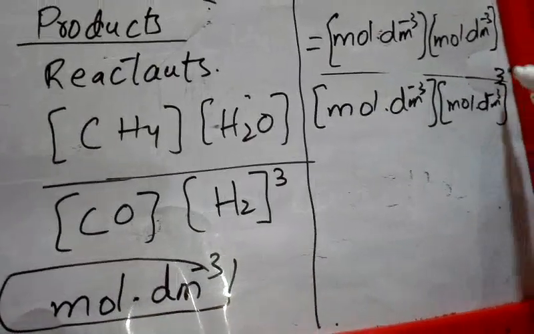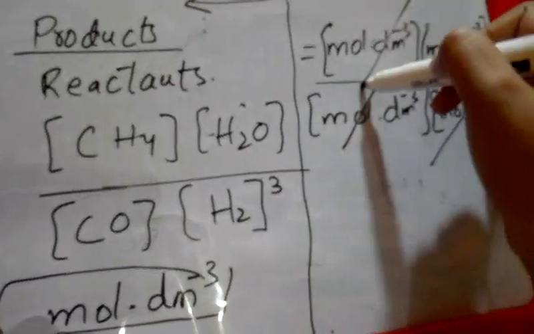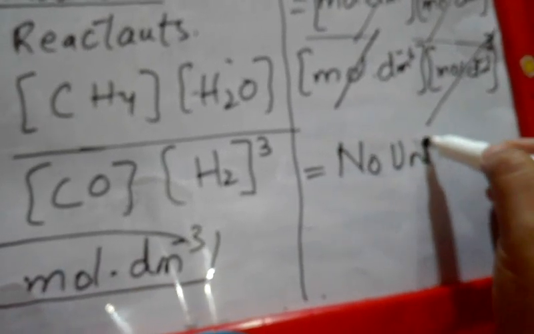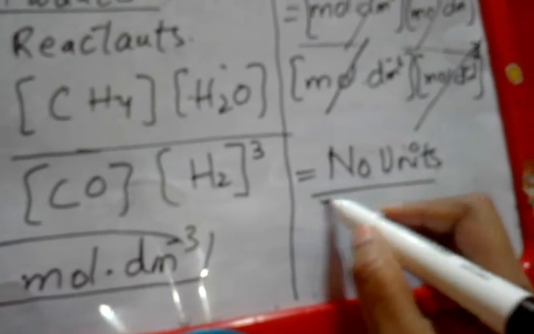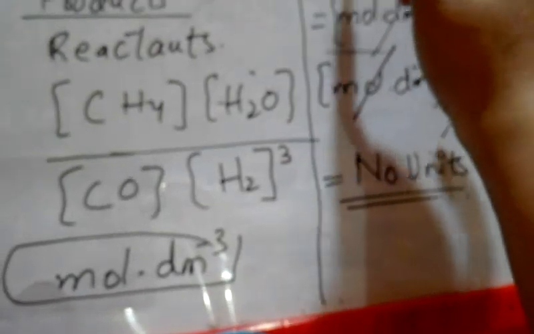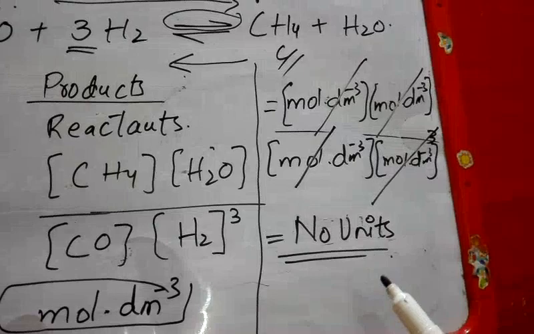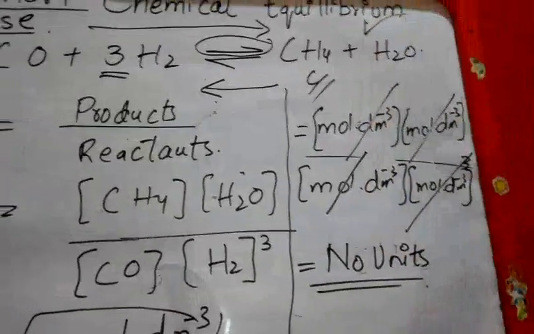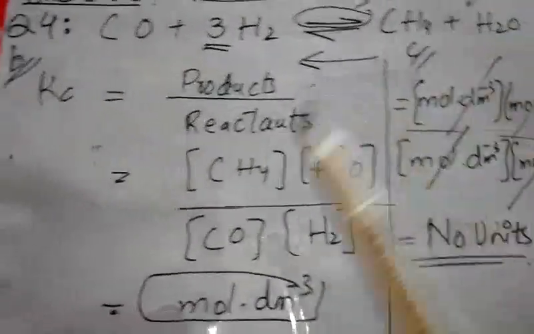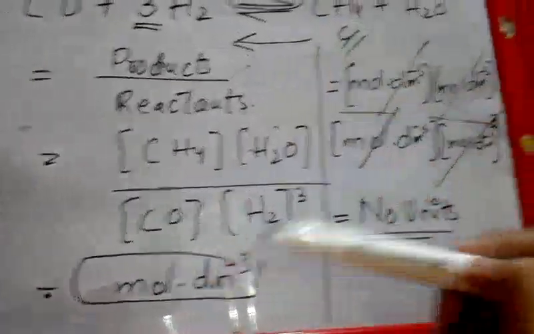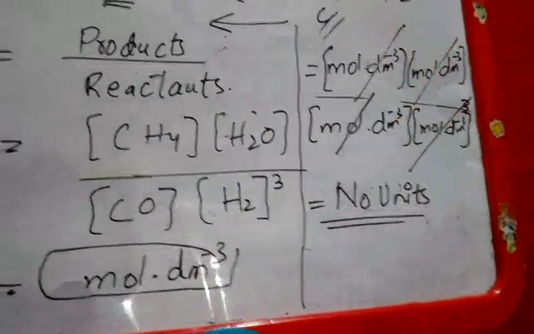This is 3 in number, so the 3 will cancel from 1 to 3. They all cancel each other, so there are no units for this. This is your C part, where you have to find the units of the reaction. So there are no units for this reaction. Understood, guys? This is the Kc equilibrium constant expression for this equation, and these are the units for this equation.